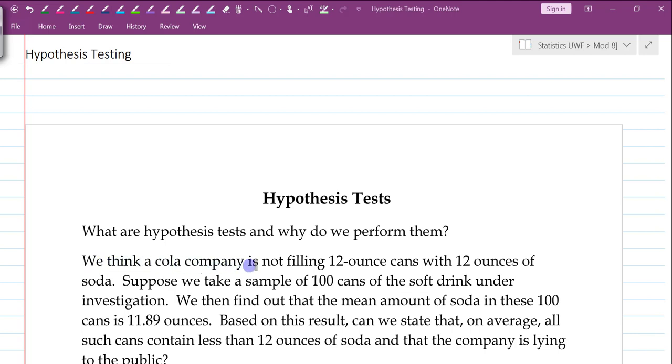We think a cola company is not filling 12-ounce cans with 12 ounces of soda. Suppose we take a sample of 100 cans of soft drinks under investigation. We find out that the mean amount of soda in these 100 cans is only 11.89 ounces. Based on this result, can we state, on average, all such cans contain less than 12 ounces of soda, and that the company is lying to the public?